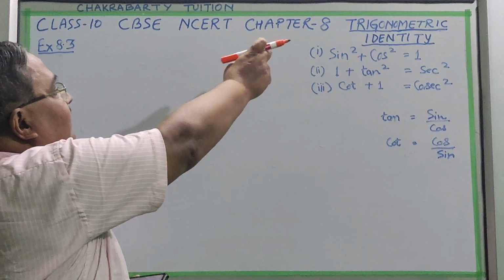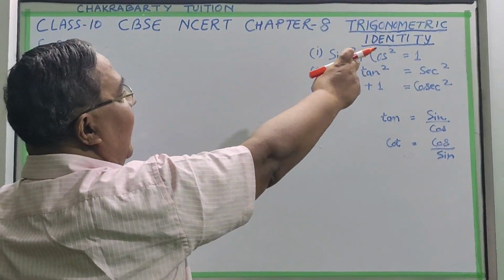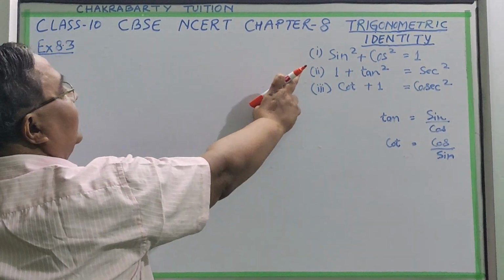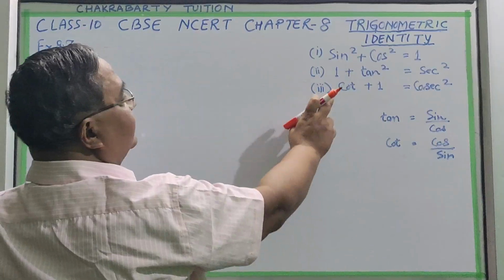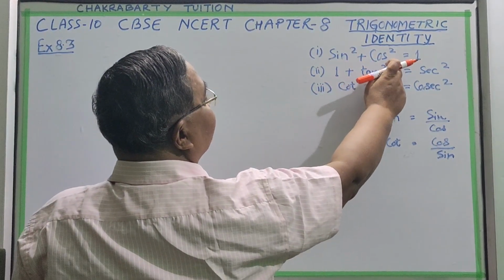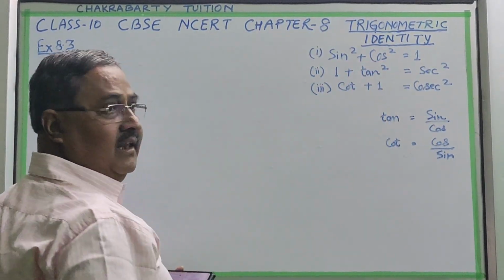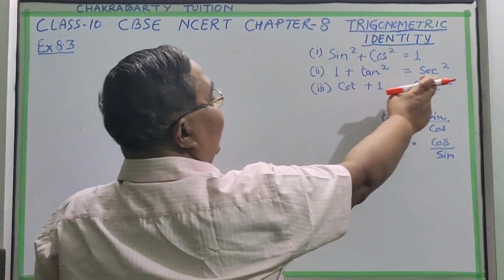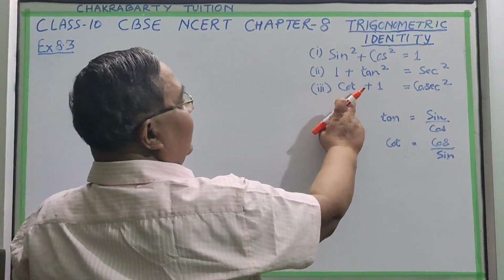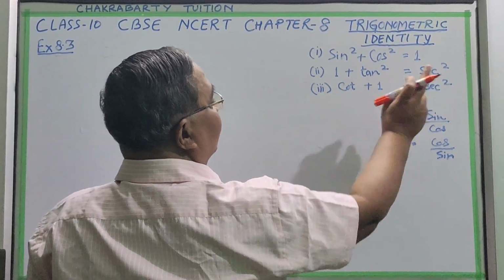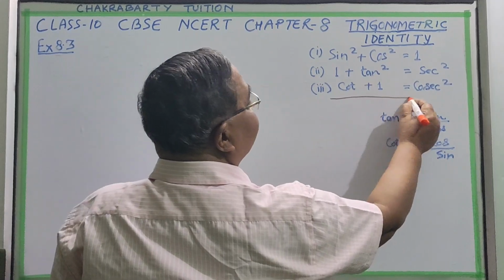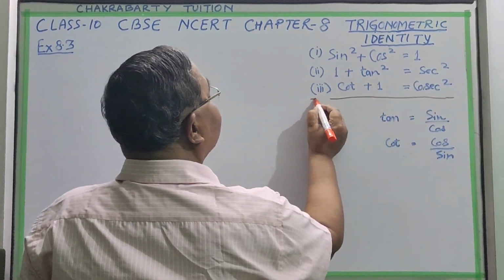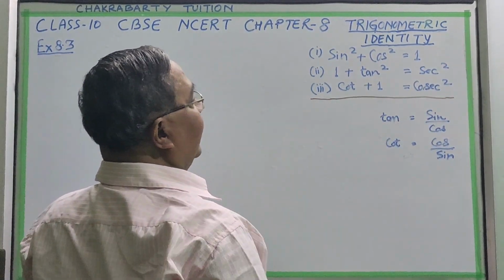Today we will start with chapter 8, trigonometric identities. Here we have three identities. First is sin square plus cos square equal to 1. Second is 1 plus tan square is equal to sec square. Third is 1 plus cot square is equal to cosec square. These three identities you have to learn and keep in your mind.